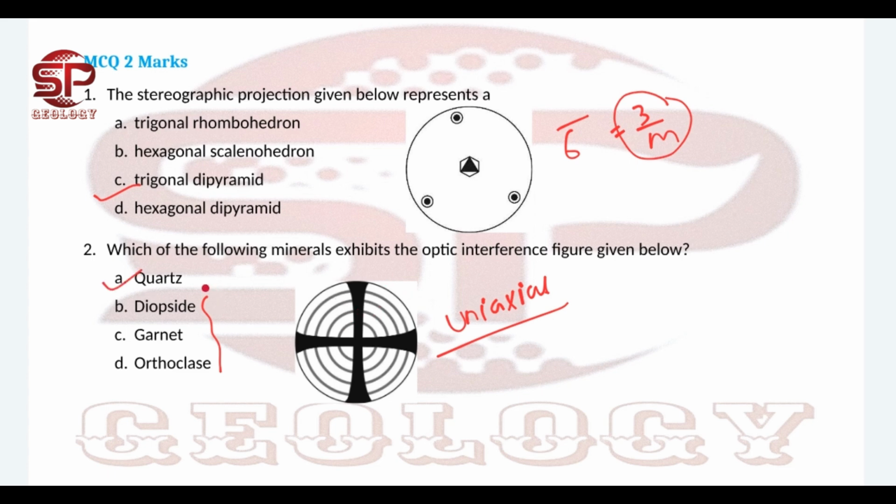So quartz belongs to the hexagonal system, it is uniaxial. Diopside is biaxial because diopside is monoclinic system. Orthoclase is monoclinic, so both diopside and orthoclase will be biaxial. Garnet is isotropic. So this interference figure belongs to uniaxial. So quartz will show this type of interference figure.